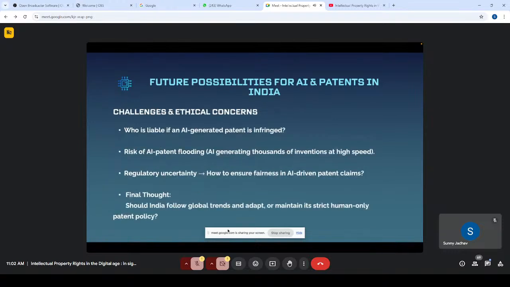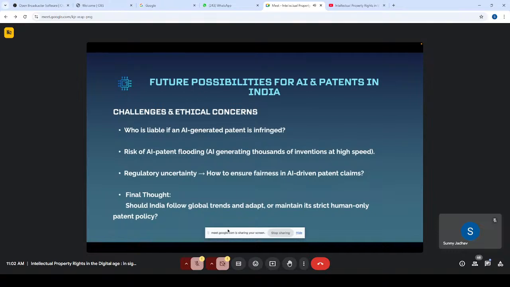Then, what challenges and ethical concerns may we face? Who is liable if an AI-generated patent is infringed? Because AI is not a legal entity, it cannot file the suit. Or if AI has infringed someone else's property, a legal entity or a natural person, then who is going to be responsible for that infringement?